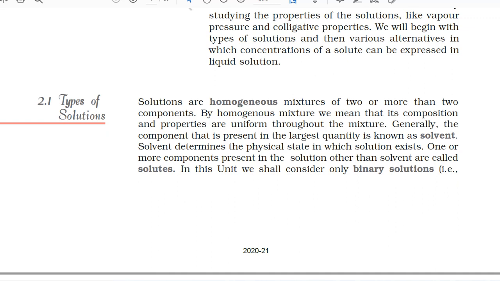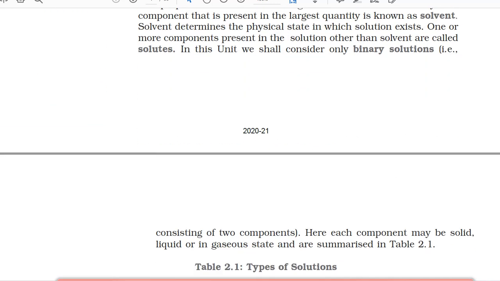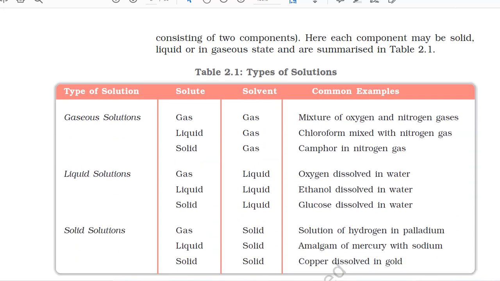Solvent determines the physical state in which solution exists. One or more components present in the solution other than solvent are called solutes. In this unit, we shall consider only binary solutions, that is consisting of two components. Here, each component may be solid, liquid or in gaseous state and are summarized in table 2.1.